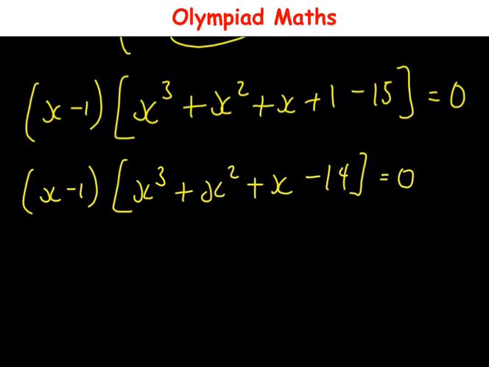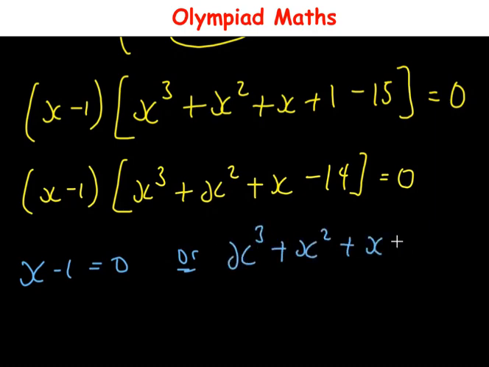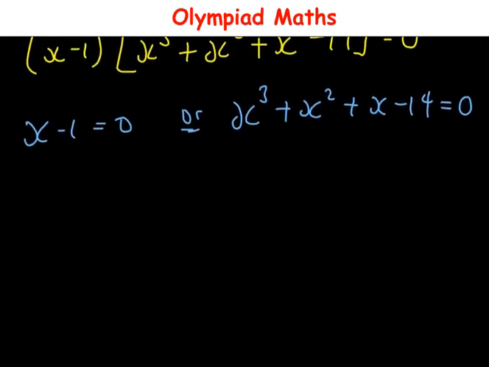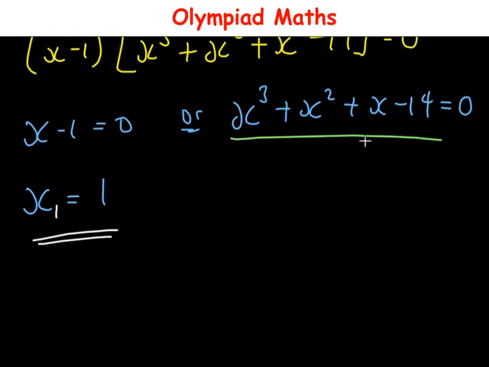Now, at this junction, we can equate this to 0 or equate this to 0. So, for the first one, x minus 1 equals 0, or x raised to power 3 plus x squared plus x minus 14 equals 0. So now from this equation, the value of x is equal to 1. With this, we have gotten the first solution for x, which equals 1. Now, let us solve for the other values of x from this other equation.